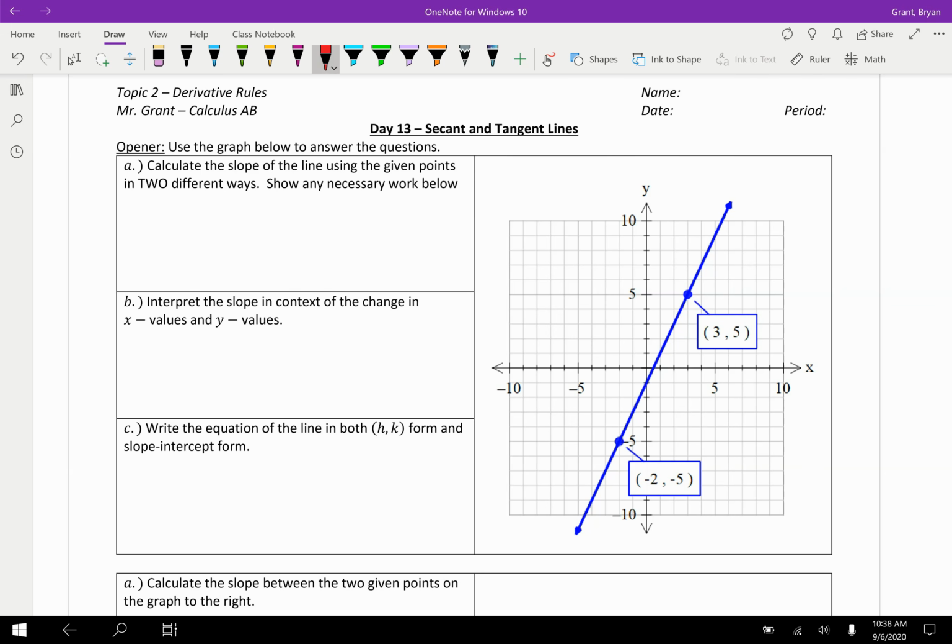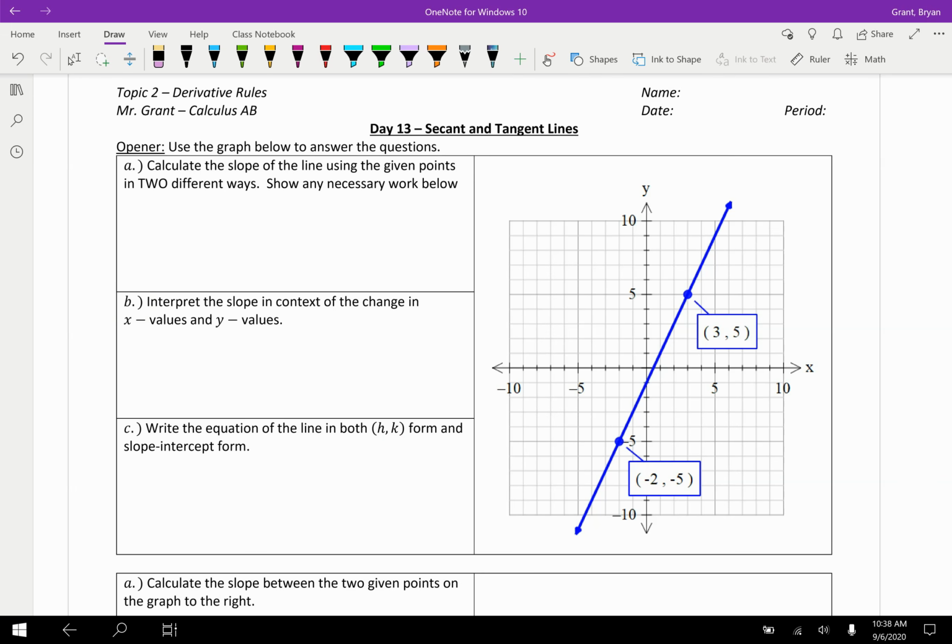So, your opener should take you a couple minutes. They're asking you to calculate the slope of this line using the given points in 2 different ways. Well, 2 different ways. You might have to be creative there. Then you're going to have to explain, what does that slope actually mean? What's it telling us about the line? And then last but not least, they're going to ask you to write the equation of the line in HK form, and depending on who your teacher was, you might not recognize it by that name, and slope-intercept form. So pause the video, go ahead, try that A, B, and C, and then unpause, and we'll get back to it.